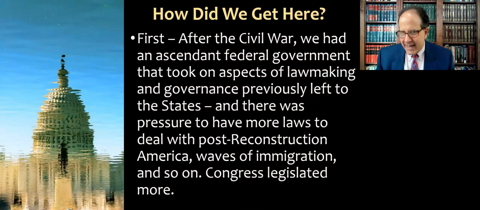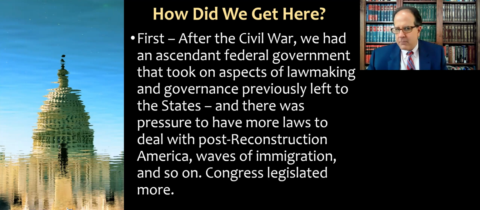First, remember that we emerged from the Civil War with an ascendant federal government that took on aspects of lawmaking and governance that had previously been the domain of the states. Some of this was because the federal government had a chip on their shoulder, maybe, that they had won the war. And part of it was that this is what the states actually kind of wanted. So there was pressure from a lot of different directions to have more laws to deal with post-Reconstruction America. We also had waves of immigration during this period and so forth. And so Congress just legislated more.